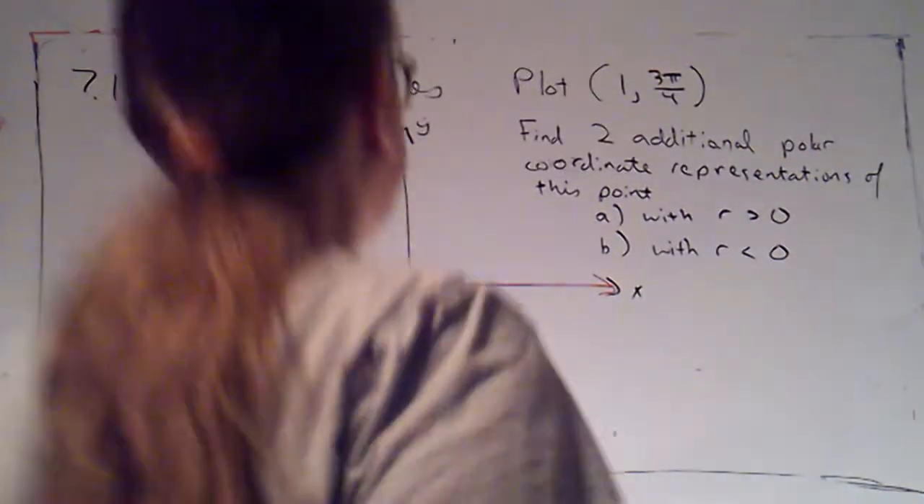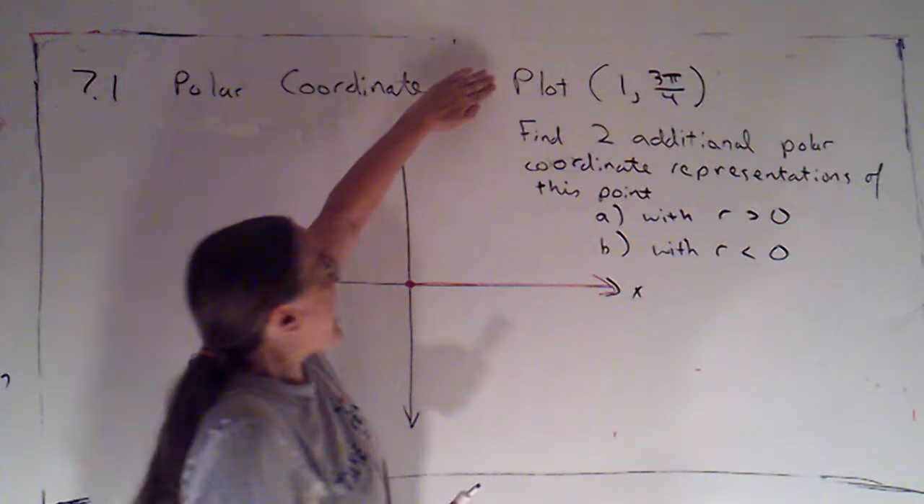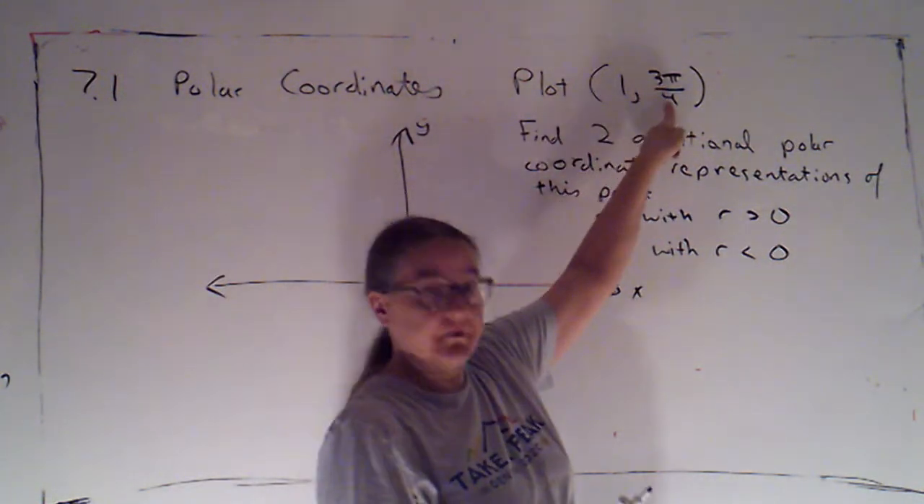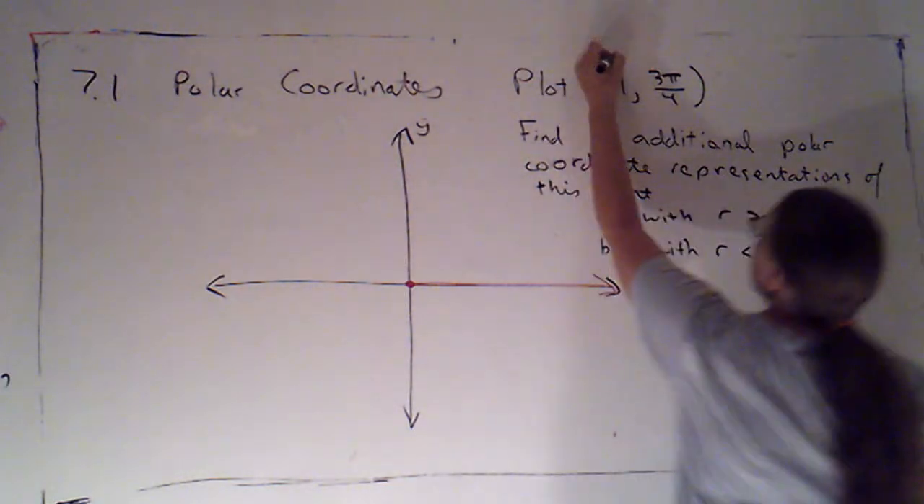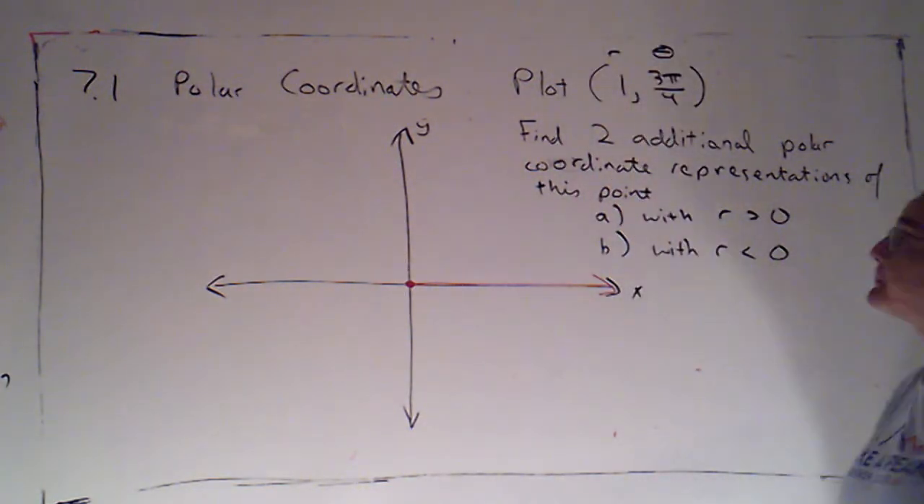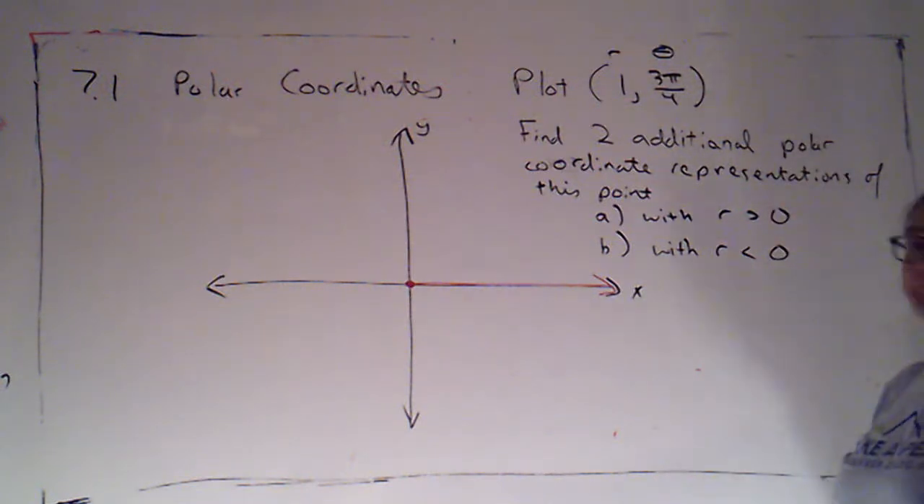Got a problem for us to try up here. I'm asking us to plot this point, 1, 3 pi over 4. So 1 is my r value, and 3 pi over 4 is my theta value. Okay. Let's actually just do that first.